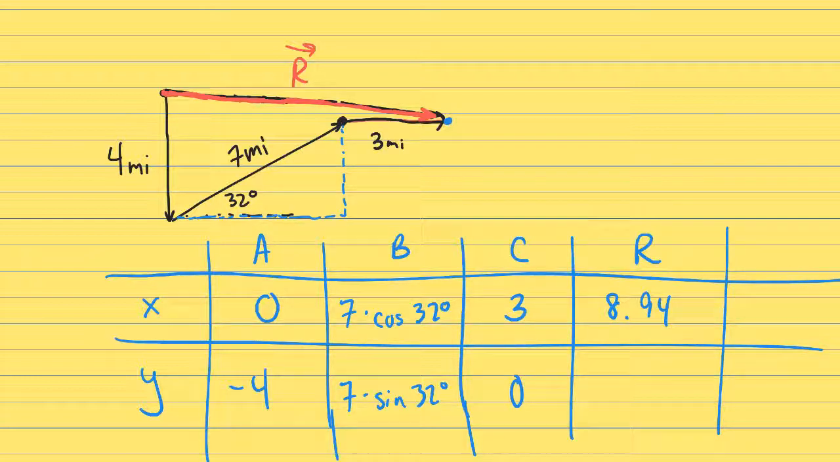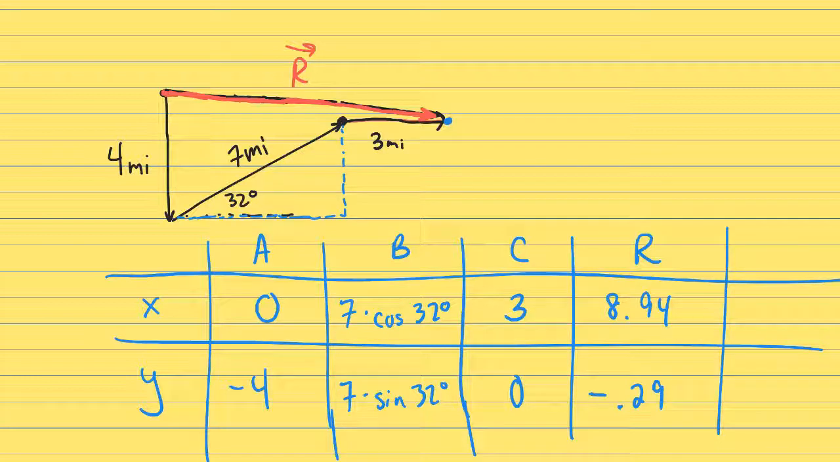up. So the question is, is this number more than this number? If it is, we stay up. If this is not as big, we stay down. So what's negative 4 plus 7 sine 32? Negative 0.29. So our diagram is drawn pretty well.